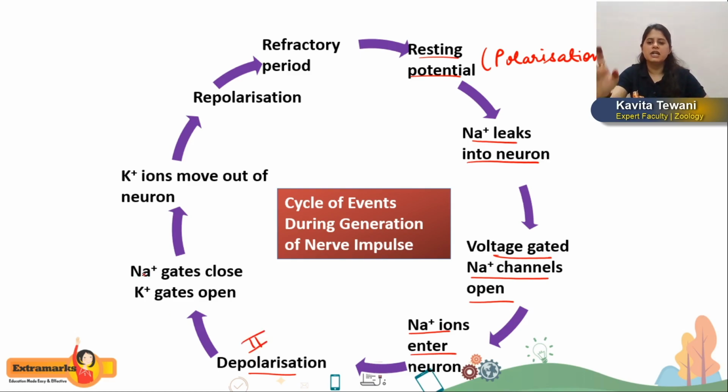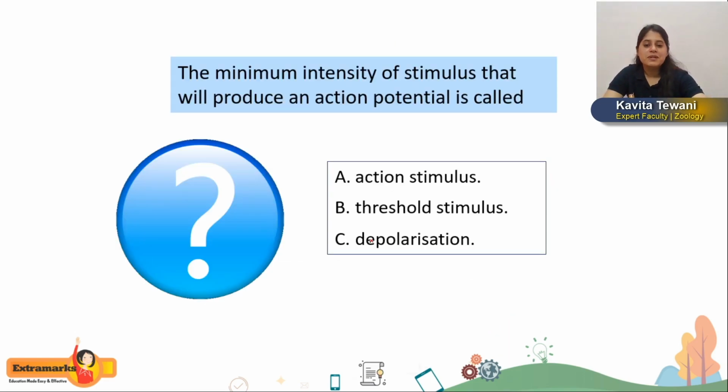Now Na plus gated channels will close, and K plus gated channels will open. Now K plus ions will move out. Outflux of K plus ions will happen. The final step is called repolarization, and then there would be a refractory period. Refractory period means coming back from excited state to normal state, resting potential again. And again the same cycle will happen. These are the cyclic events during generation of nerve impulse.